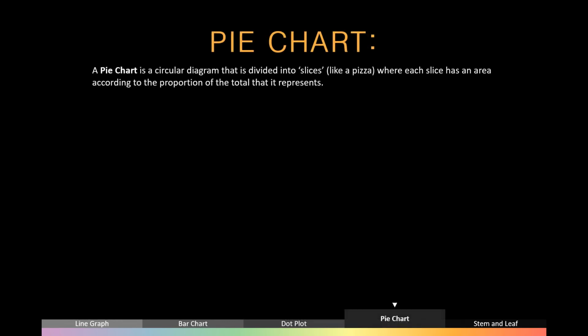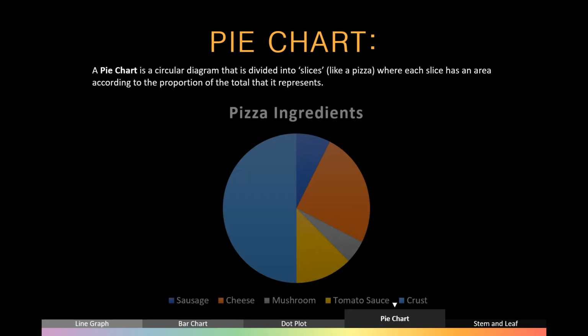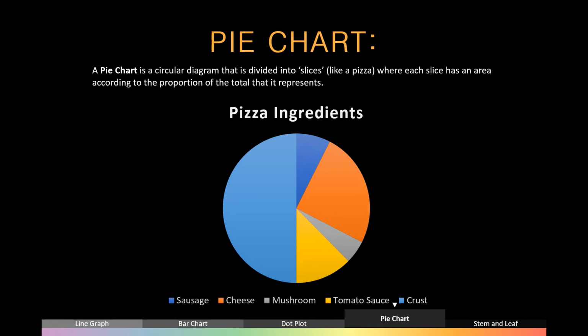The next graph that we're going to consider is a pie chart. Now, a pie chart is a circular diagram that is divided into slices and is most commonly compared to a pizza, where each slice has an area that is proportional to the total that it's representing. Keeping with the pizza theme, let us look at a pie chart that represents the ingredients of a pizza. Taking a second to look at the chart itself and what each color is representing, we can see that the crust makes up, it seems, 50% of the pizza, just judging based on the visual we're looking at, followed by cheese, tomato sauce, sausage, and mushroom.